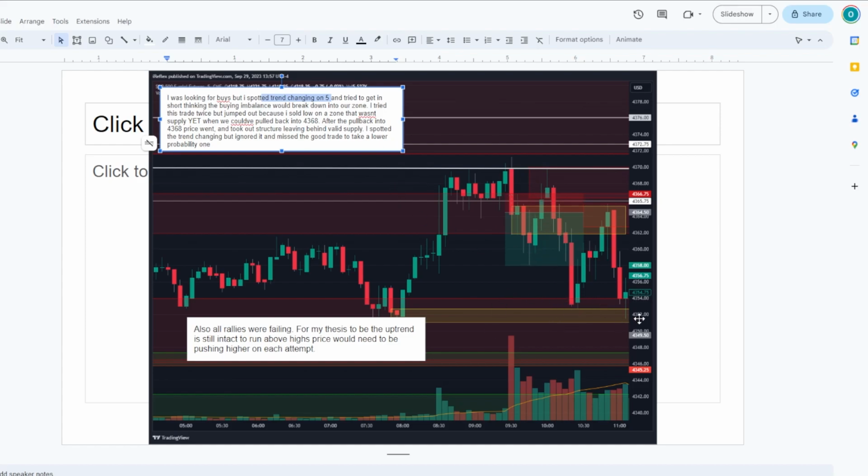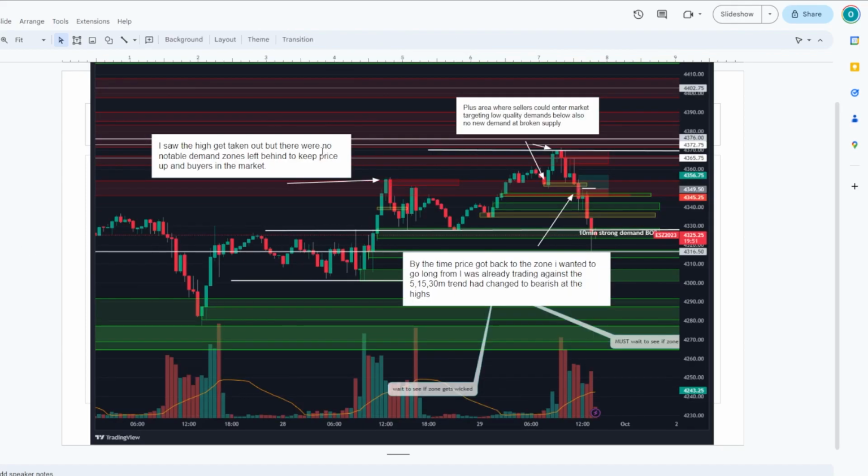I was so focused on wanting to take a trade down here and get in long down here, right? So what happened next? I saw this high get taken out, but there were no notable demand zones left behind to keep price up and buyers in the market. Very important. So I was bullish because this high got taken out. The only demand that was near those highs was the one I tried to take.